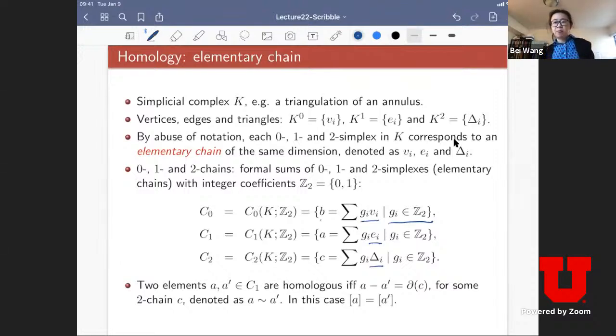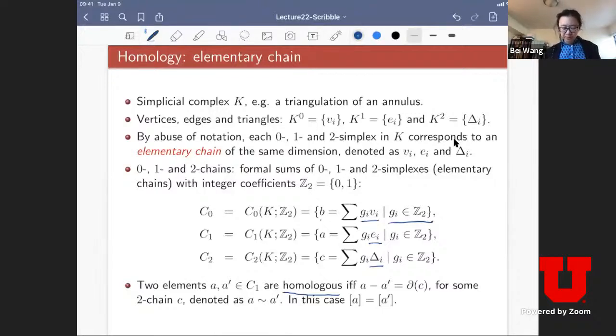The one thing that I want to introduce is the idea of homologous. So if I have 2 elements that come from the same chain group, they are homologous if their difference is a boundary of a higher chain group. What does that really mean?